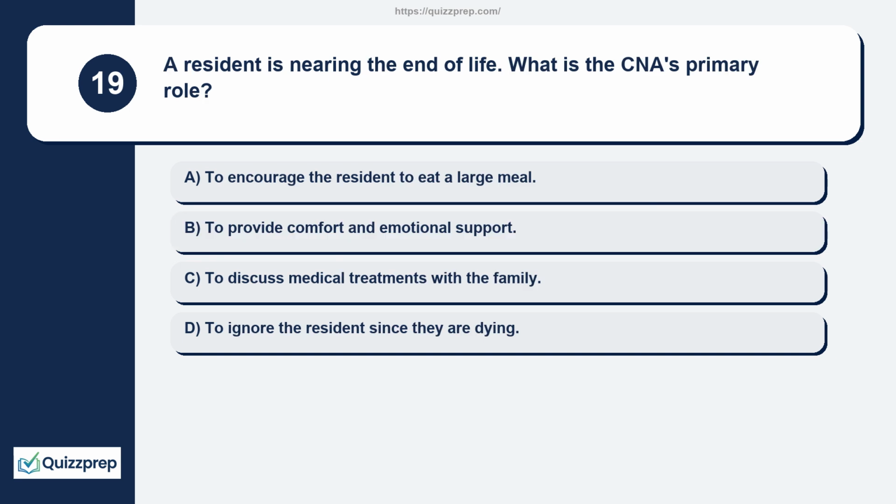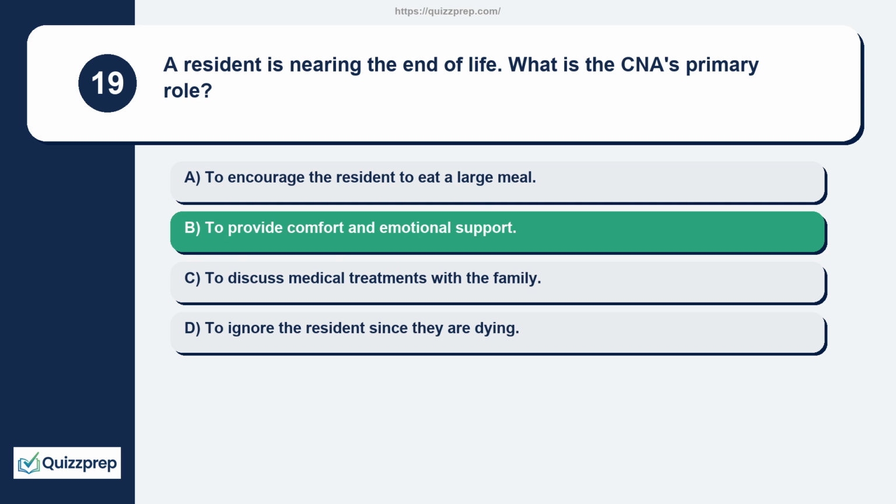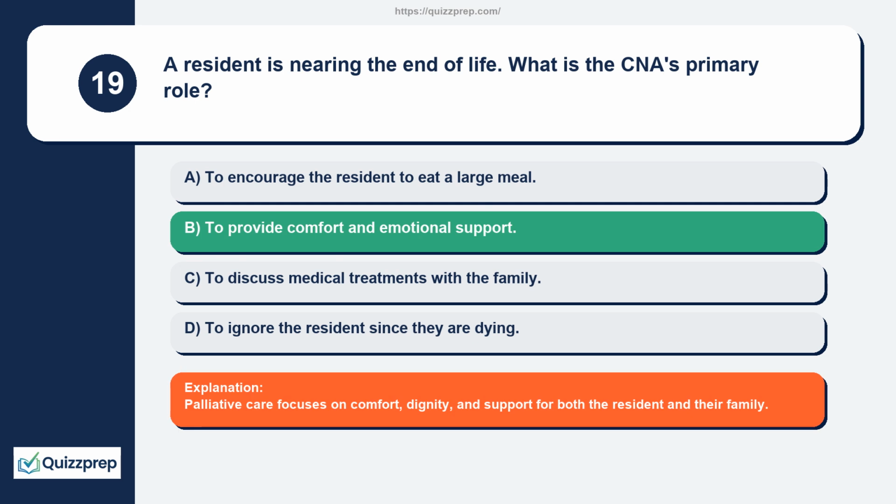Question 19. A resident is nearing the end of life. What is the CNA's primary role? To encourage the resident to eat a large meal. To provide comfort and emotional support. To discuss medical treatments with the family. To ignore the resident since they are dying. Palliative care focuses on comfort, dignity, and support for both the resident and their family.